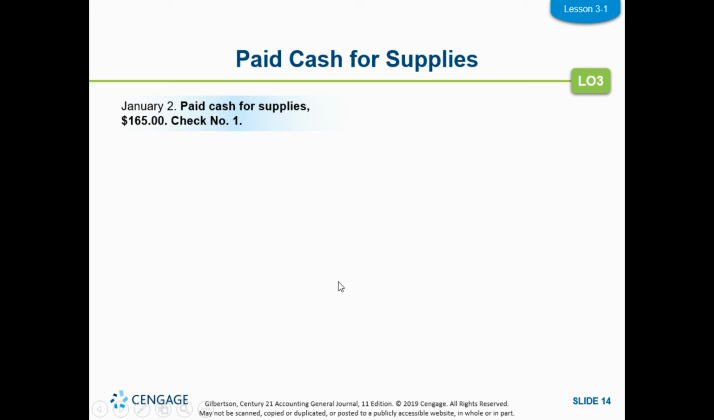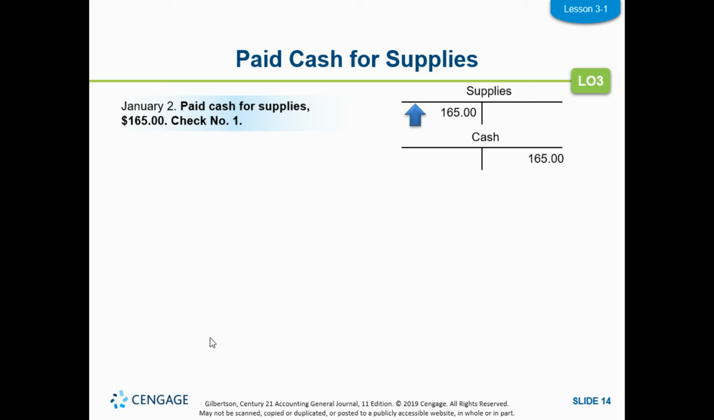$165, check number 1. By the way, don't start numbering your checks with check number 1. Ask your bank to start them with check 2,000 or 10,000. If you start issuing check number 1, people look at your check numbers like, oh, you just started your business. It's like you're advertising the fact you just started. Maybe pretend like you've been in business for a couple of years with your check numbers. Just saying. All right. Supplies, 165.